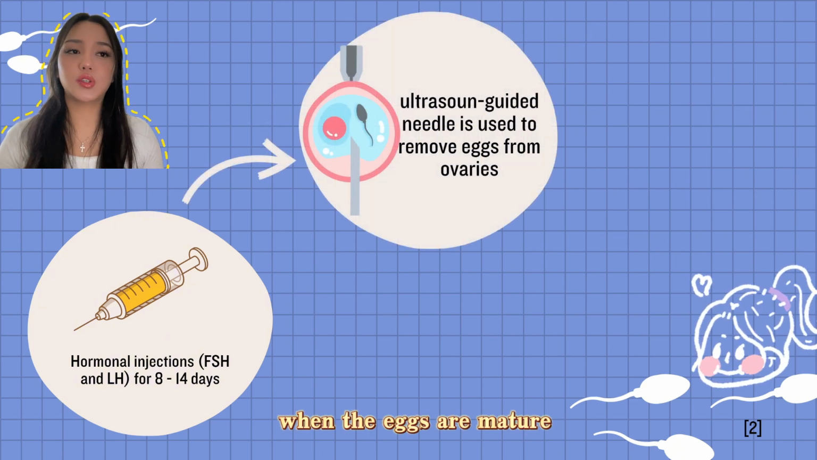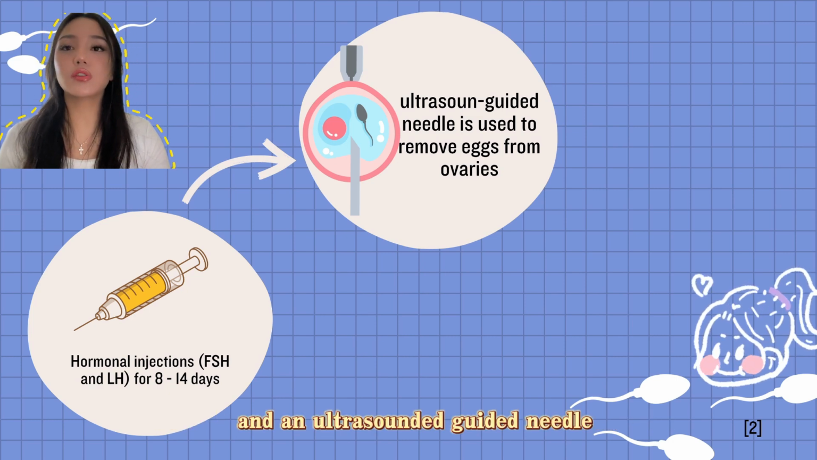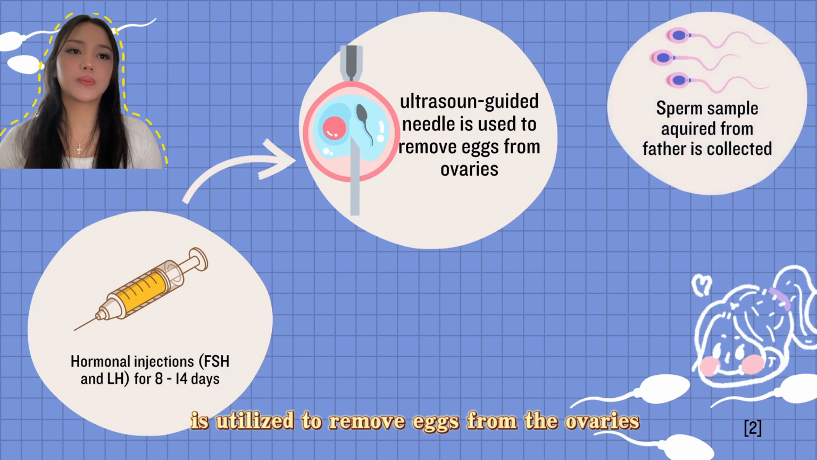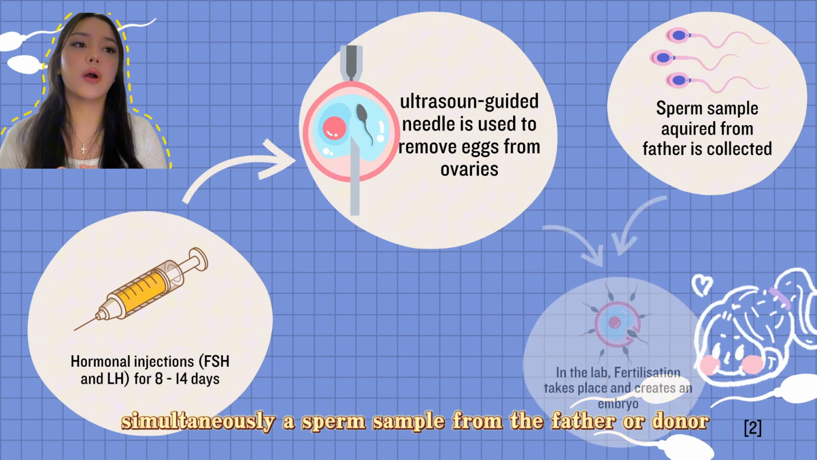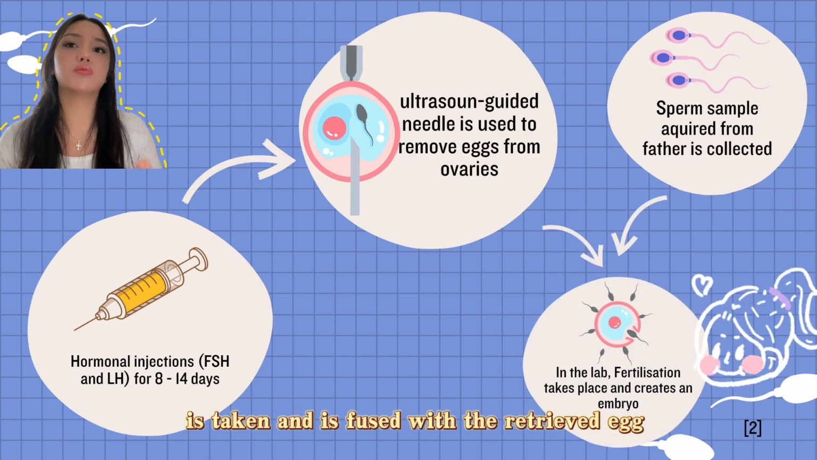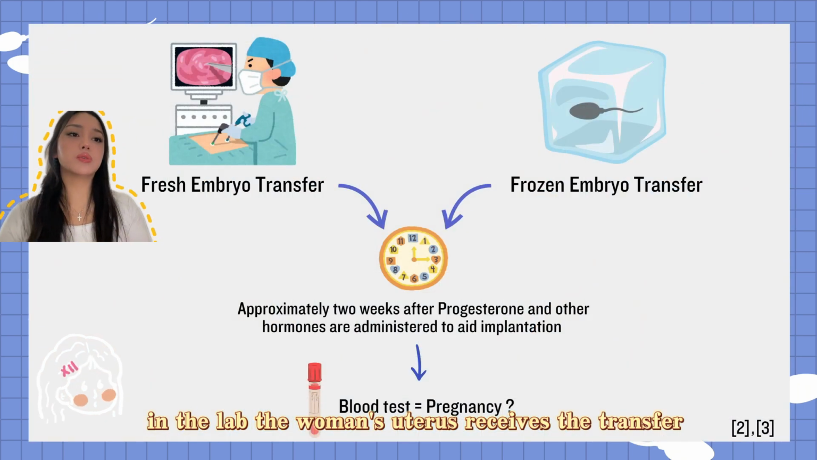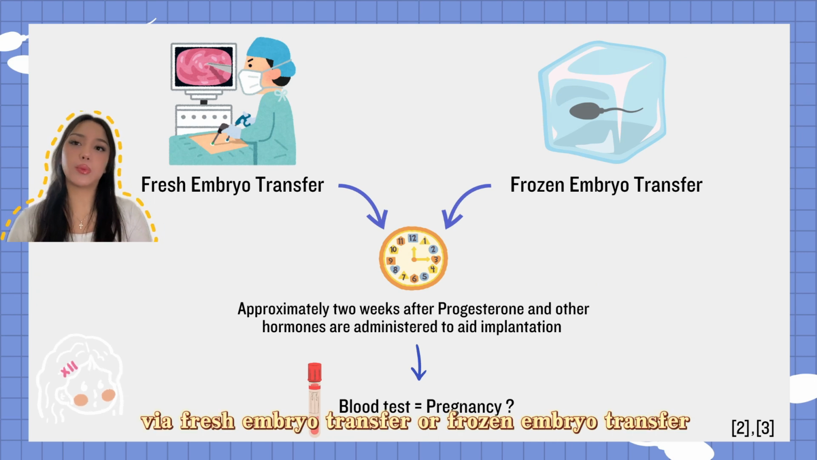When the eggs are mature, more hormone-stimulating shots are administered, and an ultrasound-guided needle is utilized to remove eggs from the ovaries. Simultaneously, a sperm sample from the father or donor is taken and is fused with the retrieved egg in the lab. The woman's uterus receives the transfer of 1 or more healthy embryos via fresh embryo transfer or frozen embryo transfer.